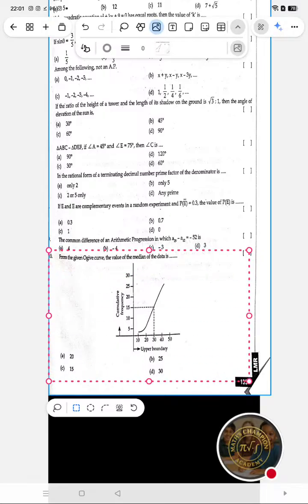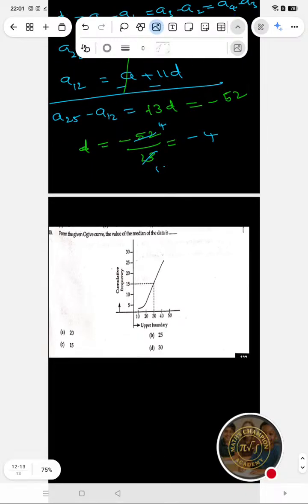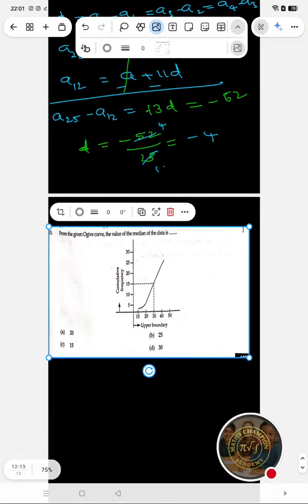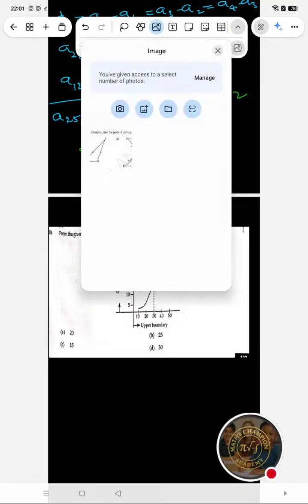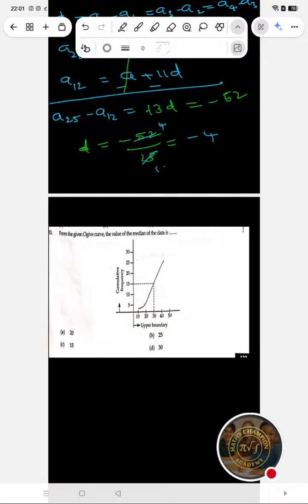Here this question is there. From the given OG curve, you have to find the median of the given data. The median is found in an OG curve from the given information. If you observe here, the x-axis is there, and the curve goes up to 30, so the n value is 30. If you draw the curve, n by 2 value is the median.